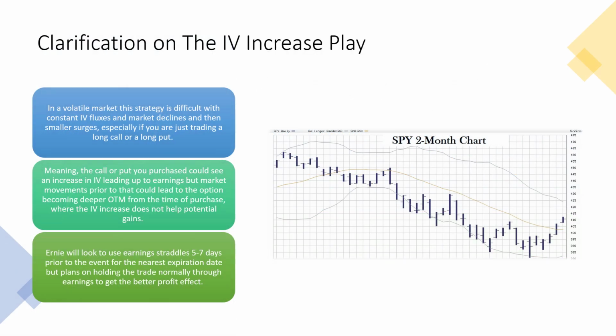Now, a clarification on this IV increase play, especially now. In a volatile market, this strategy is difficult with constant IV fluxes. They can work well in your favor. We buy a position, a straddle or strangle, 4 to 5 weeks before the earnings. The market pulls back as it has been doing. We see an increase in VIX and volatility across the market. We may be able to exit way before the earnings, depending on that increase.